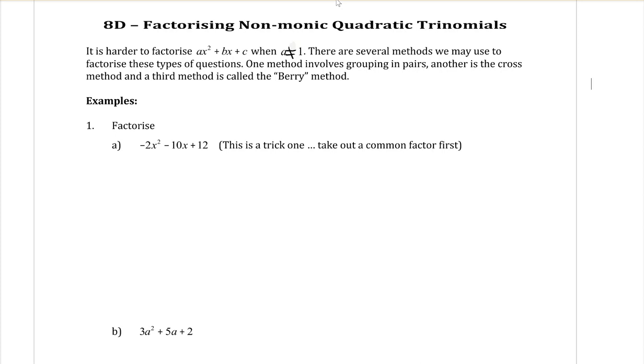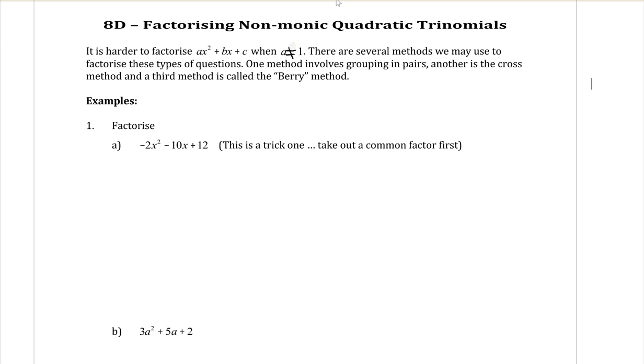I know of at least 3 different ways to do it. And there's a few of them that are listed there. It says one method involves grouping in pairs, another is the cross method, and the third method is called the Berry method. I'm only going to show you one method, which I think is the one that you're probably already familiar with, and I think it is the easiest one. It is the grouping in pairs, because we're already familiar with that anyway. It's just a little extra step that we have to do before we get started with it. So let's go straight into the questions.